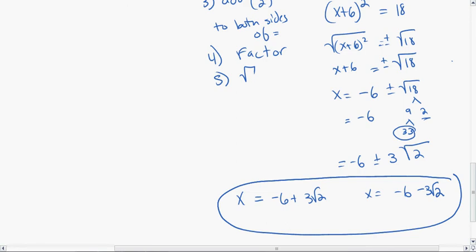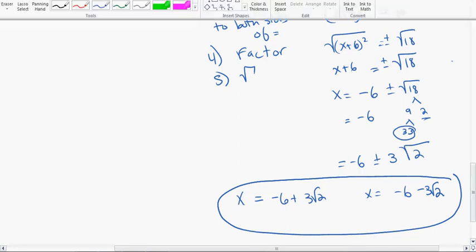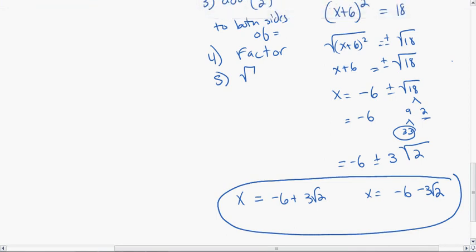If you want some more help in figuring out how to break things down, so like break those radicals down, what I did over here to get from the square root of 18 to 3 times the square root of 2, make sure you ask in class. I'll make some videos about breaking down radicals.